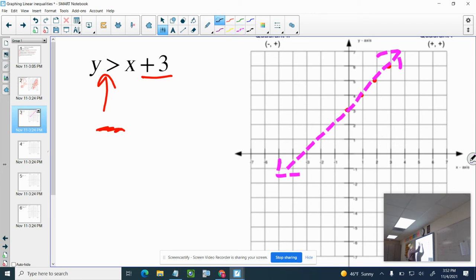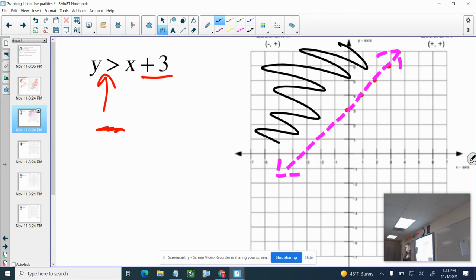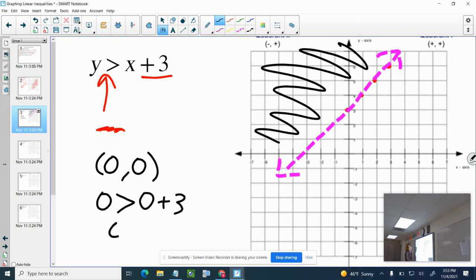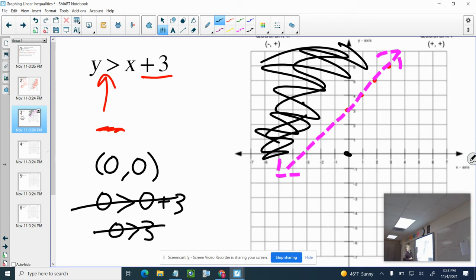Okay. And then I again am going to choose a point to check which side I would graph. Now I could say, well, y is greater than this, so I know I'm going to be above this line, but we can use the point to always check. So I'm going to choose 0, 0 again. It's really easy to do. So 0 is greater than 0 plus 3. 0 is greater than 3. That's not true. Okay, so it has to be on the other side. Since 0, 0 is right there, it has to be shaded in on the other side.